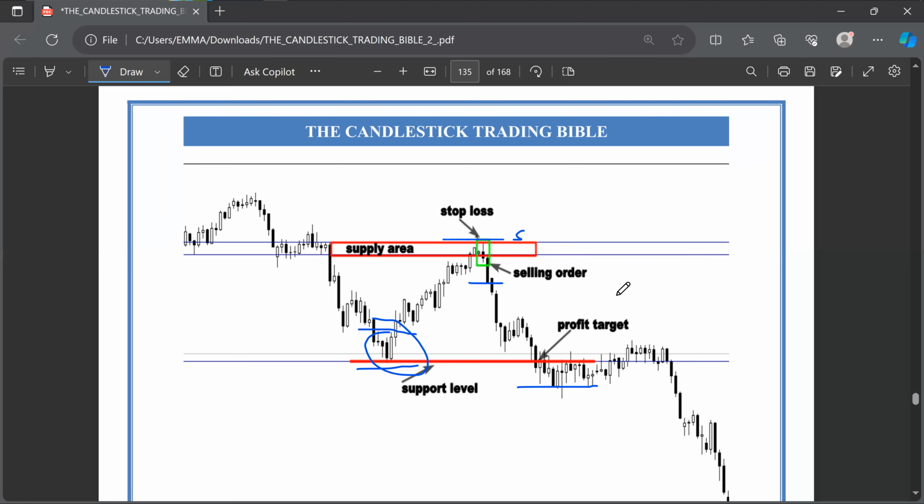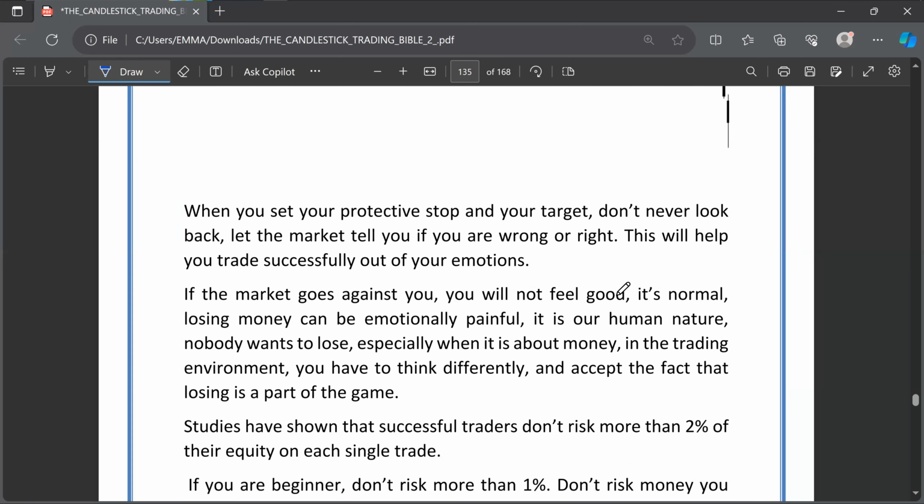So with proper risk management, when you set your stop and your target, don't look back. Let the market tell you if you are wrong or right. This will help you trade successfully out of your emotions. Now, this is a very important point. Usually when you put your SL and TPs and the market is moving, at times out of fear, we are forced to push our SLs further away, thinking the market will get to some point and then retrace back and go into a TP. But many times pushing your SLs away will end in what? In jeopardy. You will lose more money.